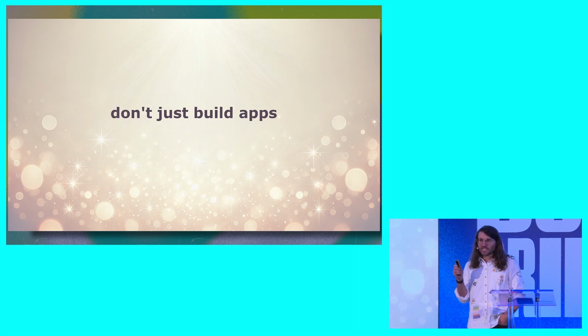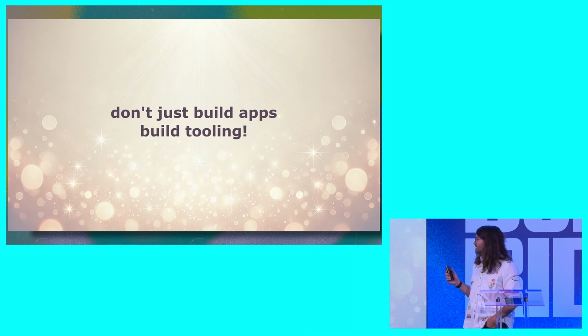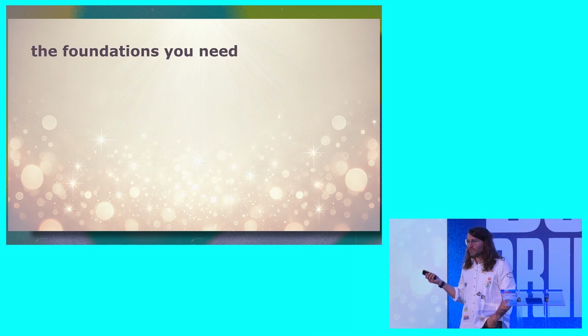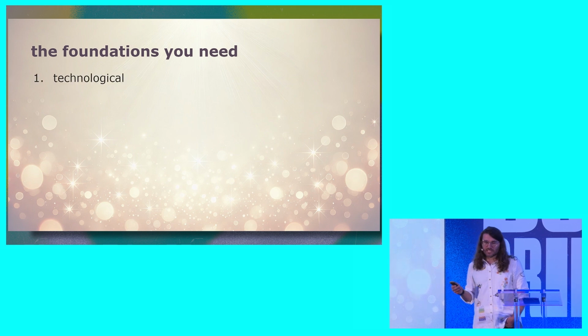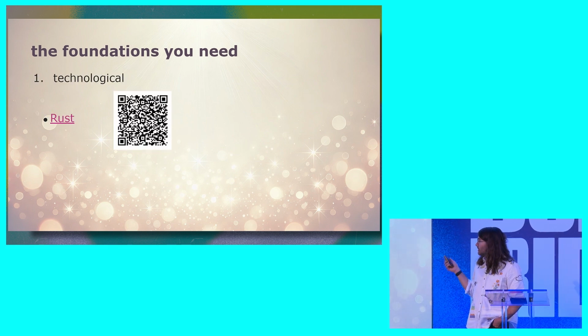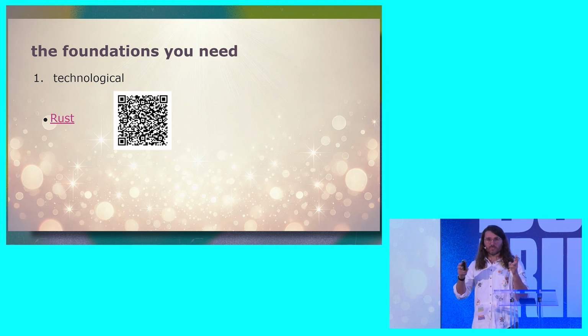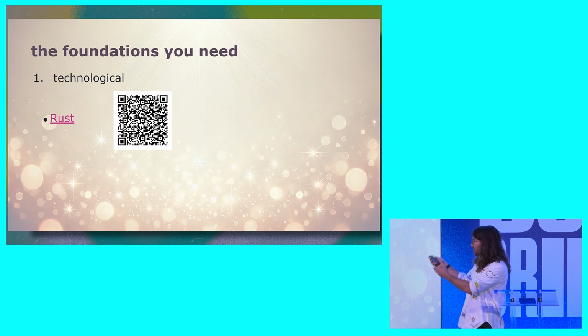So I have a call to action here. Don't just build apps, build tooling. You have all of the foundations you need to build tooling here. You've got the technological foundations, right? So if you want to see how that implicit CLI is built, you can go here to the Rust source code for the CLI and see how it's done.